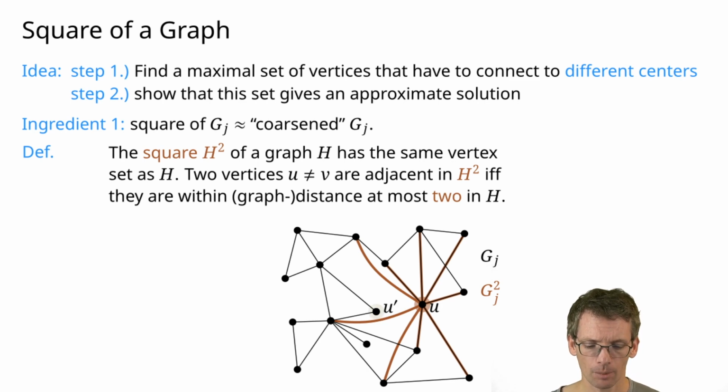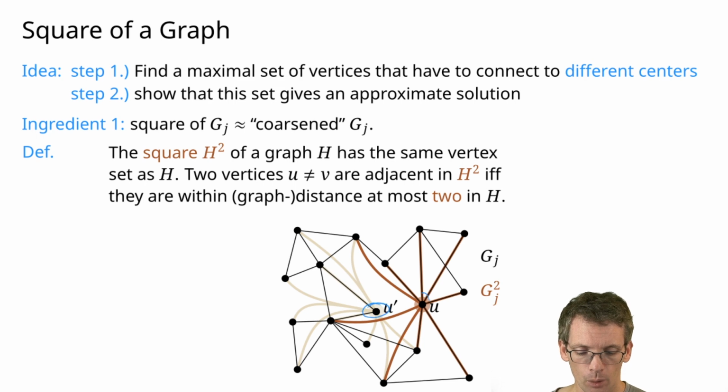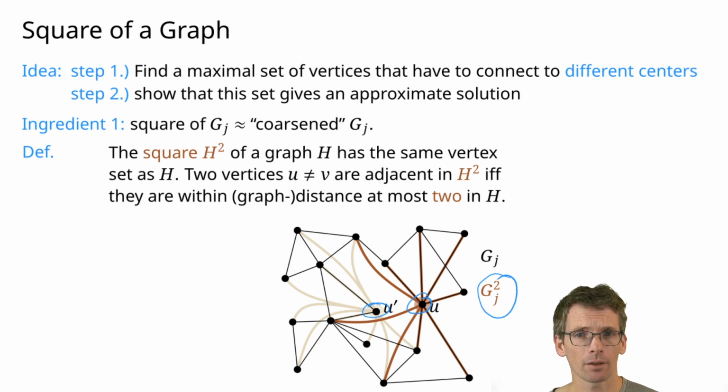Let's do a second example. If I look at u prime, so who is neighboring u prime? Of course the 2 vertices that are adjacent to u prime, but then also those that are adjacent to those vertices. If you look at those two and you look at Gj squared, now we actually have a dominating set in Gj squared. So every vertex other than u and u prime is adjacent either to u or u prime.